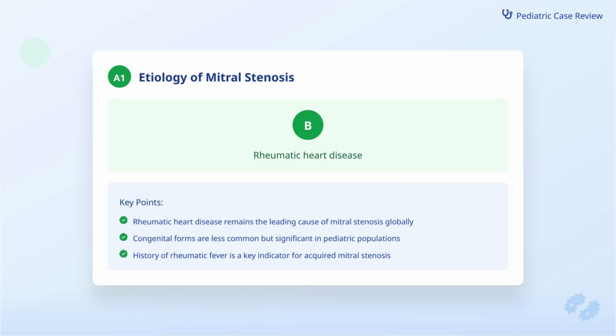The correct answer is B, rheumatic heart disease. Rheumatic heart disease remains the leading cause of mitral stenosis globally, particularly in developing countries. While congenital forms of mitral stenosis exist and are important in pediatric populations, they are less common than acquired forms. The history of rheumatic fever in this 7-year-old patient is a key indicator that the mitral stenosis is likely secondary to rheumatic heart disease. This highlights the importance of preventing and appropriately treating rheumatic fever to avoid long-term cardiac complications.